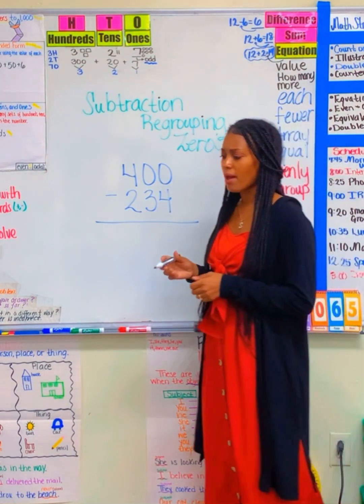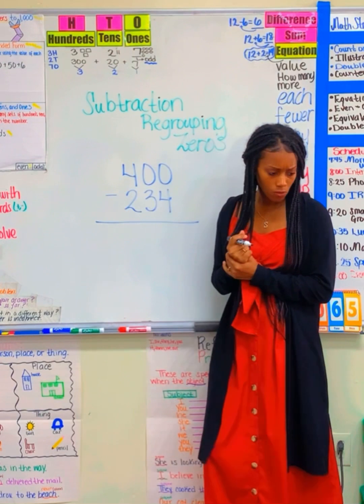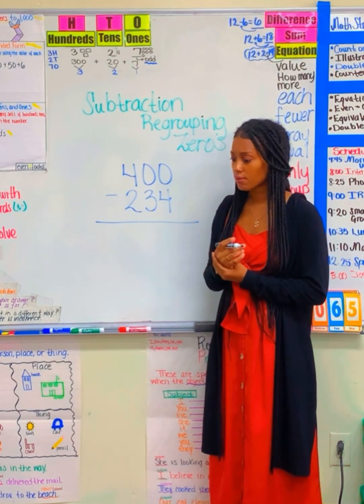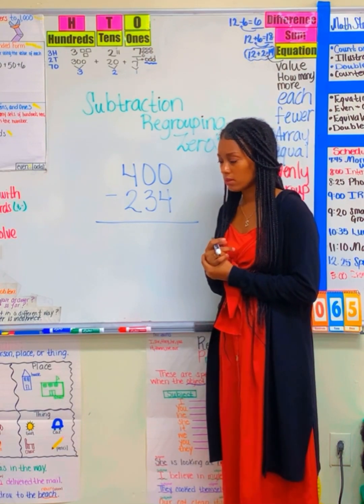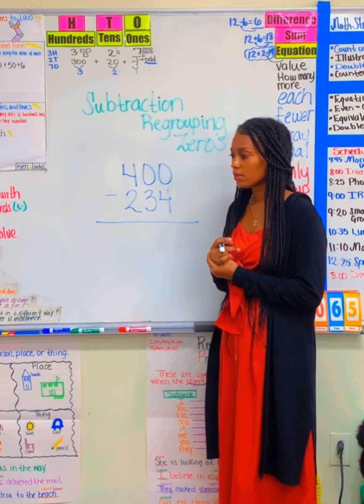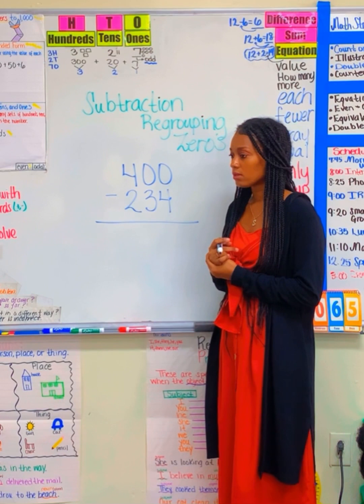234. What's wrong with my ones column? What's wrong with it? Yes. There's a 0 on top. What does that mean for me? You should borrow a 10 from your neighbor, but you cannot because there's a 0 there.